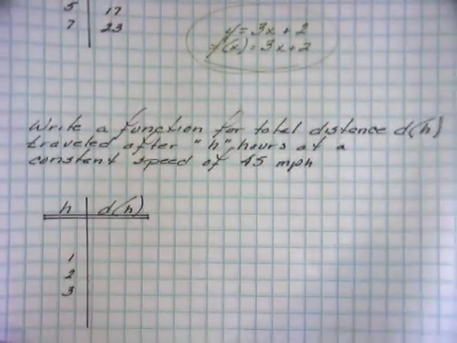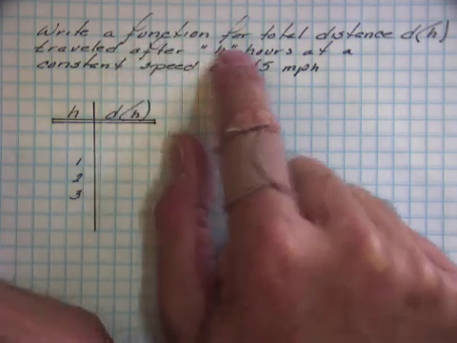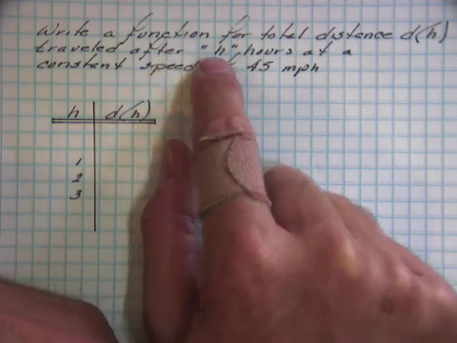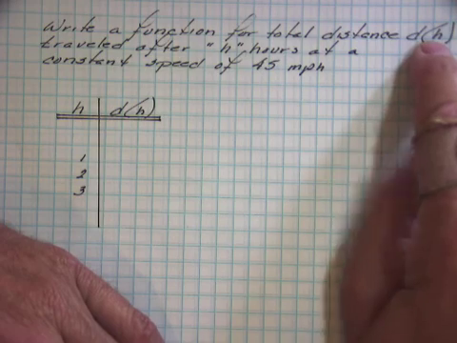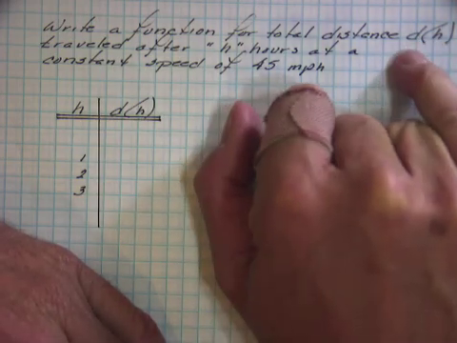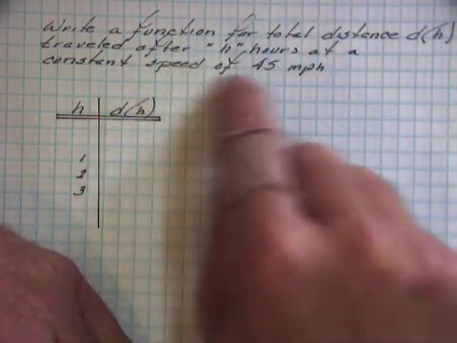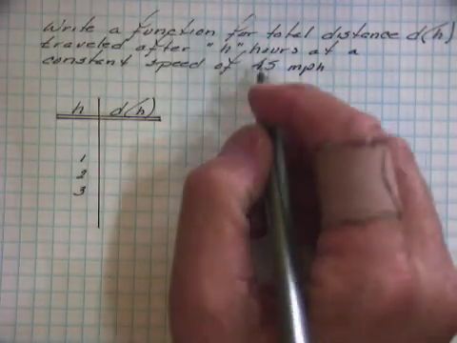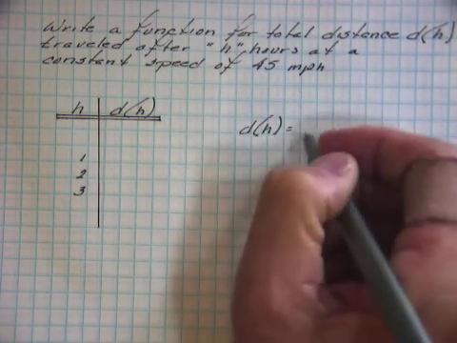Now, if we wanted to apply this, let's look at the next question. This question is built around context. Write a function for total distance, so d of h, traveled after h hours at a constant speed. So the distance is a function of h, and that's why I'm using d and h instead of f and x. D is distance, h is hours. Write a function for total distance traveled after h hours at a constant speed of 45 miles per hour.